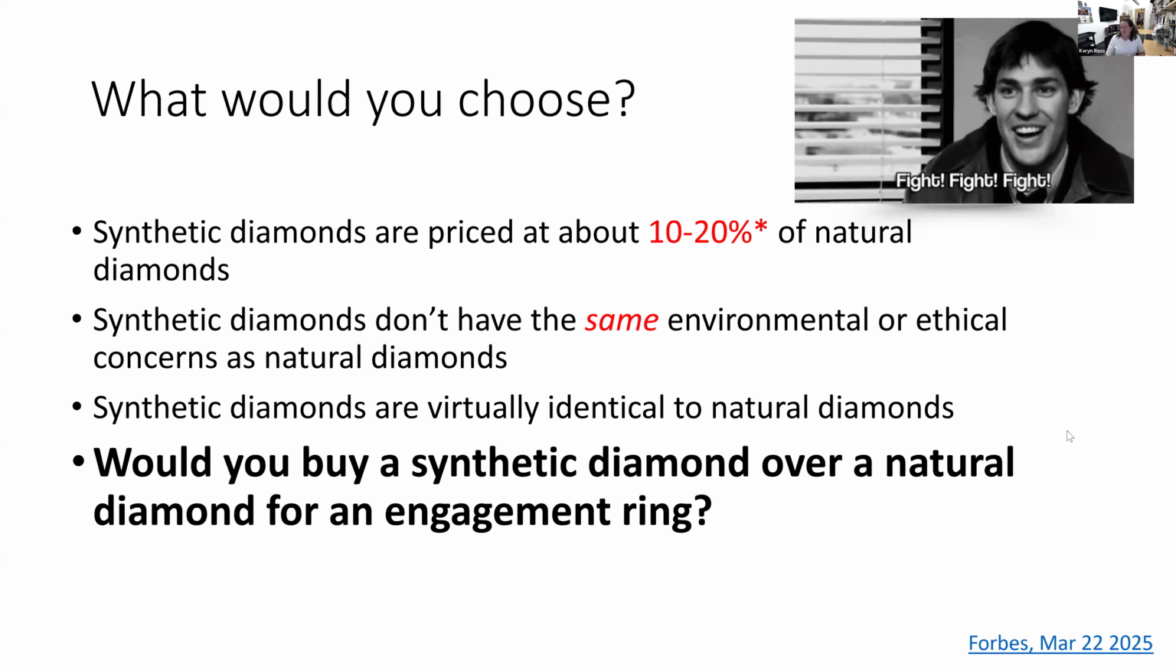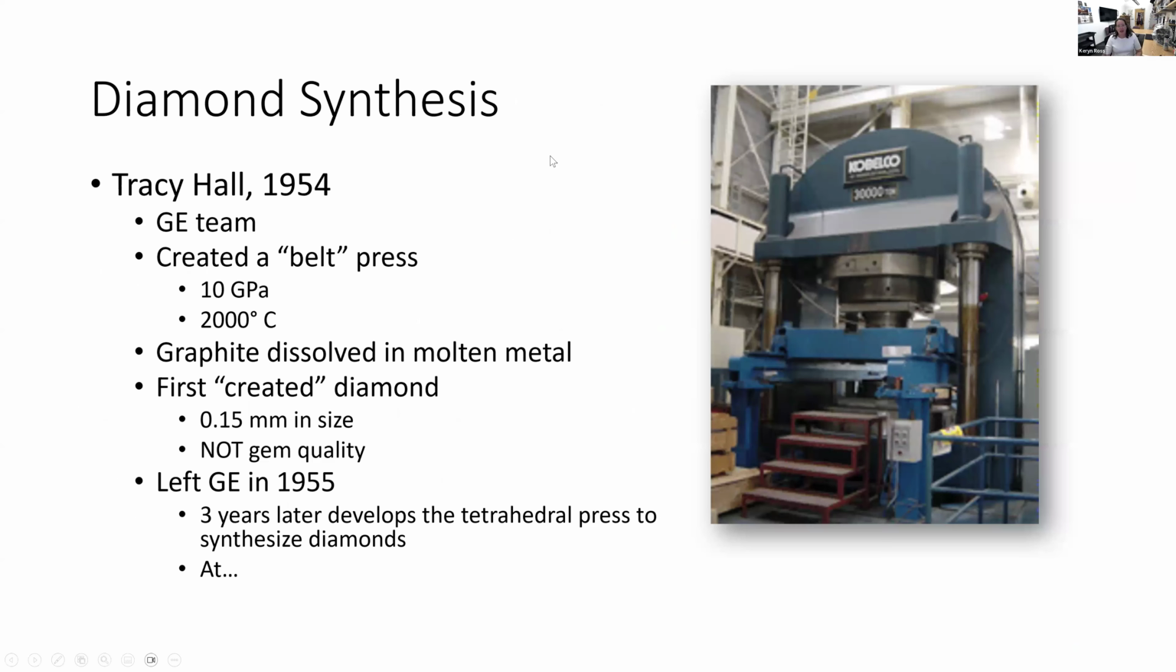All right. So let's talk about where this all starts, okay? It's not until the 1950s that we actually are able to have the technology to synthesize a diamond. There is a gentleman by the name of Tracy Hall. He worked for General Electric, and in 1954, he was part of a team that was asked to try to invent a way to make synthetic diamonds. And they weren't thinking of diamonds for jewelry, they were thinking of industrial use.